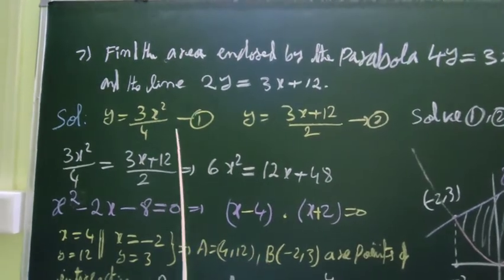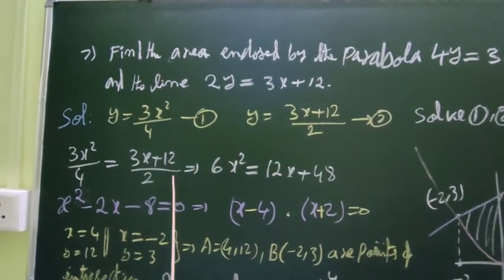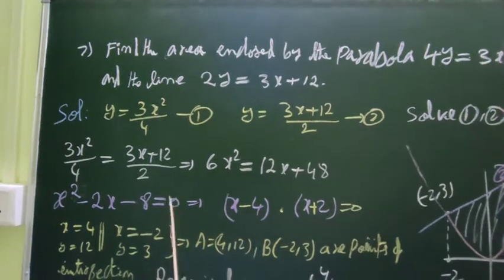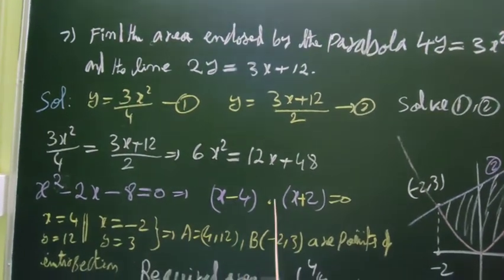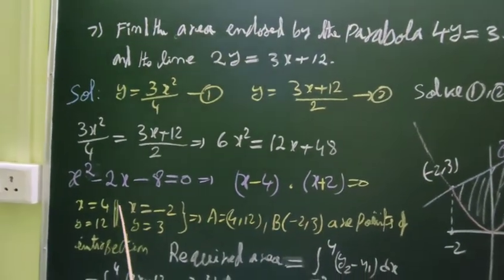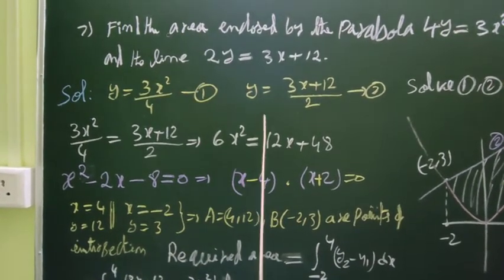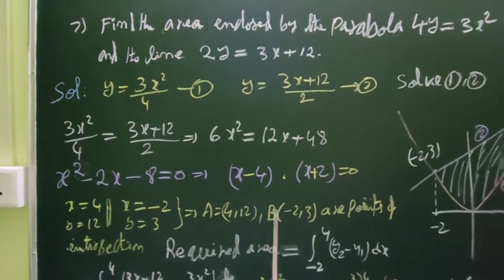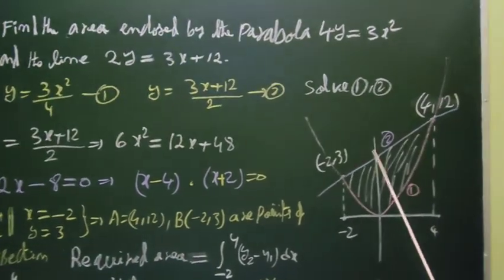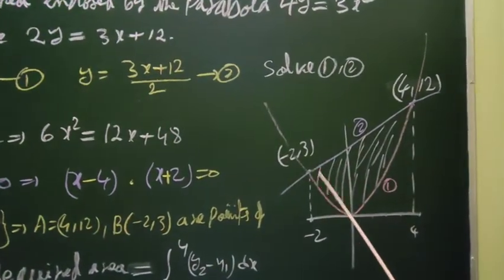Now how to find the point of intersection? Eliminate the y by cross multiplication. You can get the quadratic equation. Then x is equal to 4, x equal to minus 2. For x equal to 4, y is 12; for x equal to minus 2, y is equal to 3. By substituting into any one of the equations, A and B are the 2 points. First locate the points A and B.